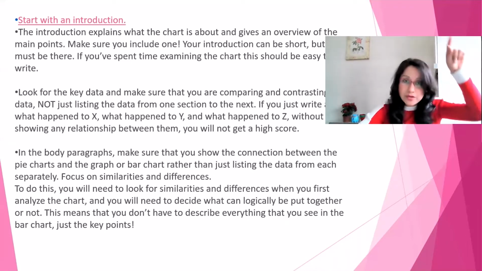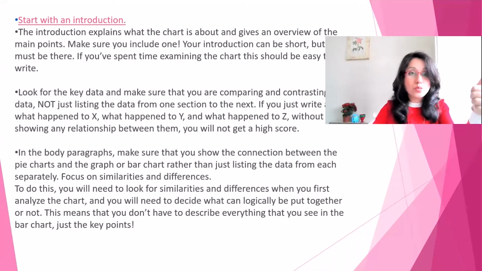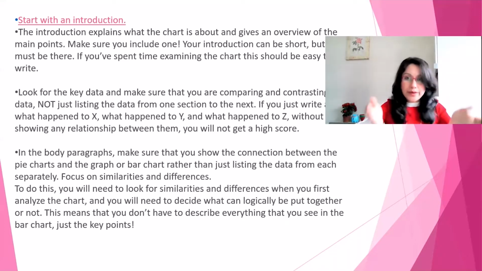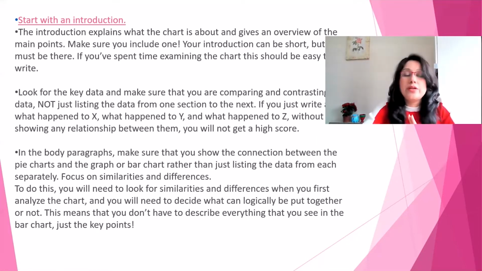So there's a sharp increase in the sales with romance, if you compare it with autobiography, all right? So if you're comparing, this is what you can show, your contrast, not just listing the data from one section to the next. If you just write about what happened to X and what happened to Y and what happened to Z without showing any relationship between them, you will not get a high score, okay?